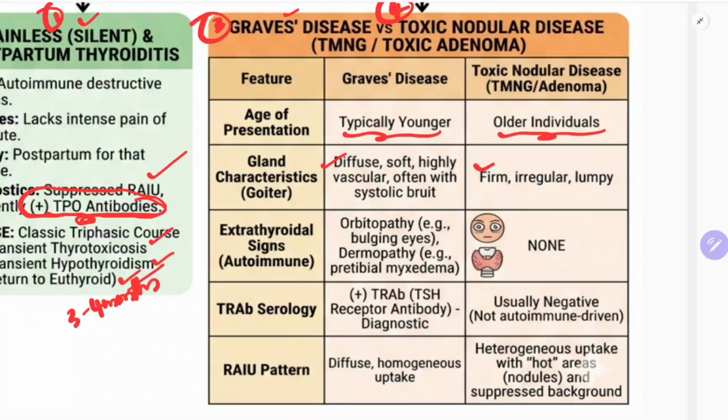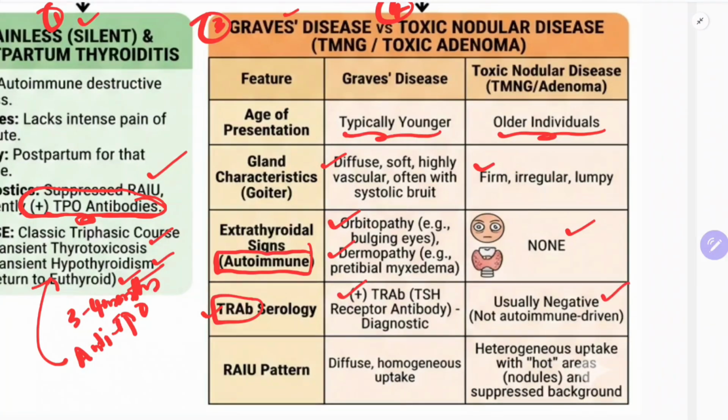Here the gland is firm, irregular, lumpy gland, and extrathyroidal signs, autoimmune process. Okay, so orbitopathy and dermopathy are frequently present in Graves' disease, but the extrathyroidal signs will not be there in TMNG or adenoma. TRAb serology, thyroid receptor antibody, is frequently present in Graves' disease. Remember to differentiate. Here it is TRAb and here it is anti-TPO in the postpartum thyroiditis, whereas in Graves it is TRAb, thyroid receptor antibodies.